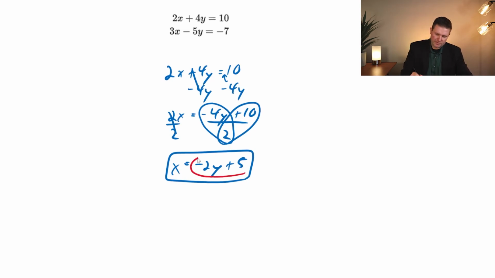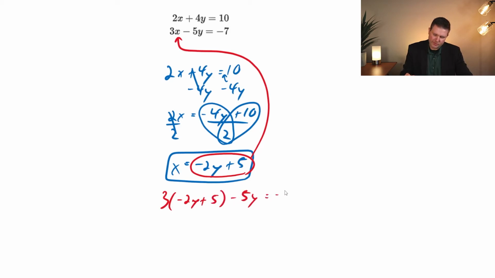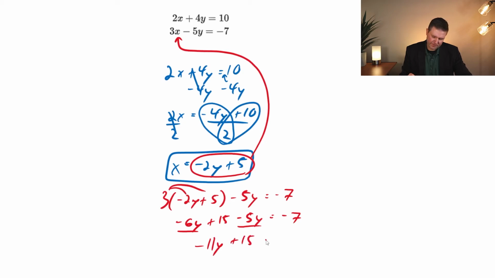Now we're going to take this and plug it in for the x in the other equation. So it's going to go right there. Now 3 times negative 2y plus 5 minus 5y equals negative 7. Distribute the 3. Negative 6y plus 15 minus 5y equals negative 7. Combine these terms here. Negative 11y plus 15 equals negative 7. Move the 15 over. Negative 11y equals negative 22.